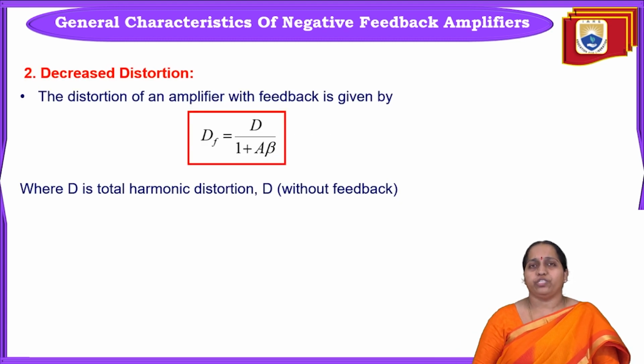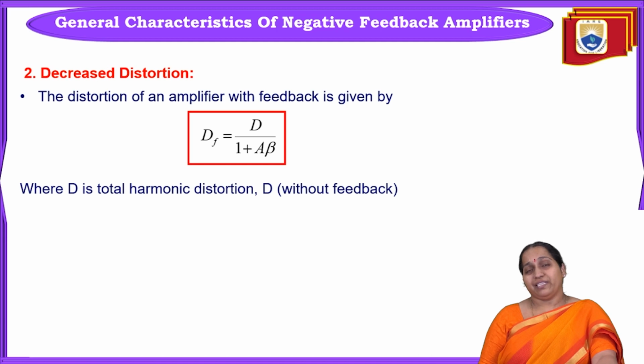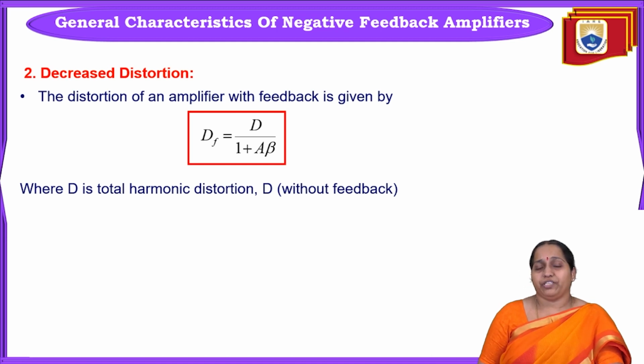Next we shall see how the distortion is reduced. The first advantage we have seen is improved stability. That is, the change in amplification with feedback is lesser than the change in amplification factor without feedback. The next one is decreased distortion.